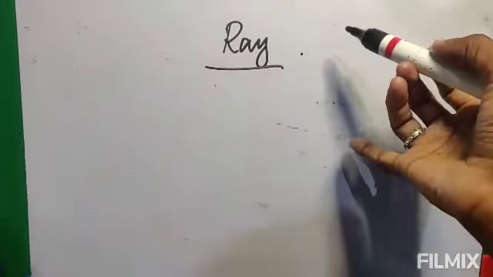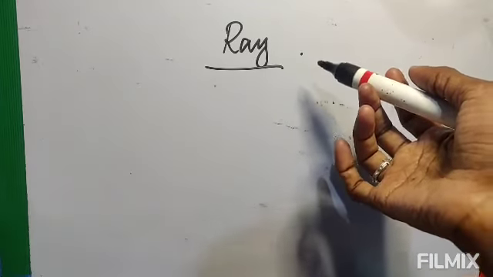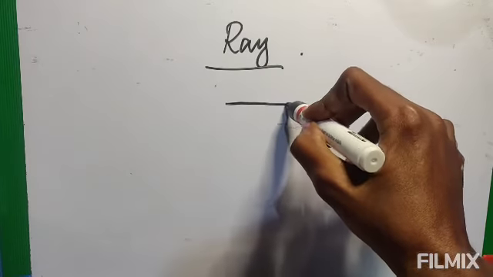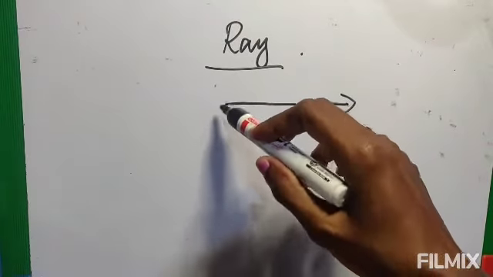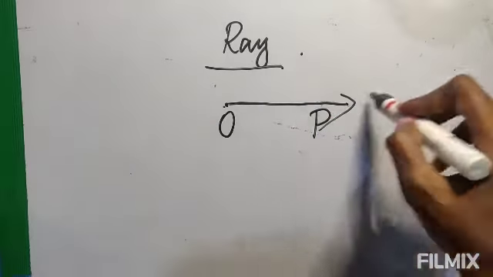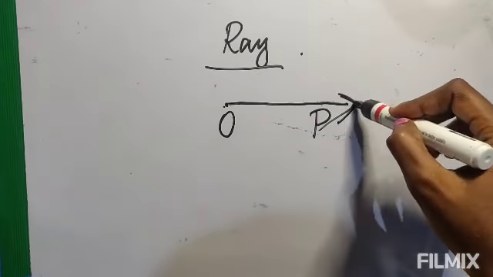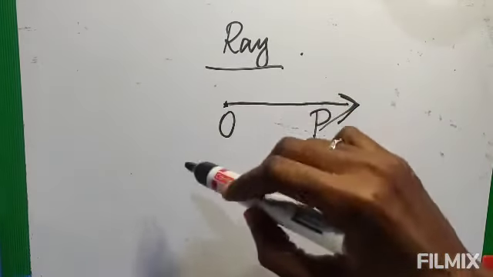Okay, next one is a ray. So ray is half like a line, half like a line segment. That means it is starting from one point and it goes endlessly on the other side. So it is starting at O and it is going endlessly on P. Since it is going without stopping on this side, only this side we put the arrow mark.